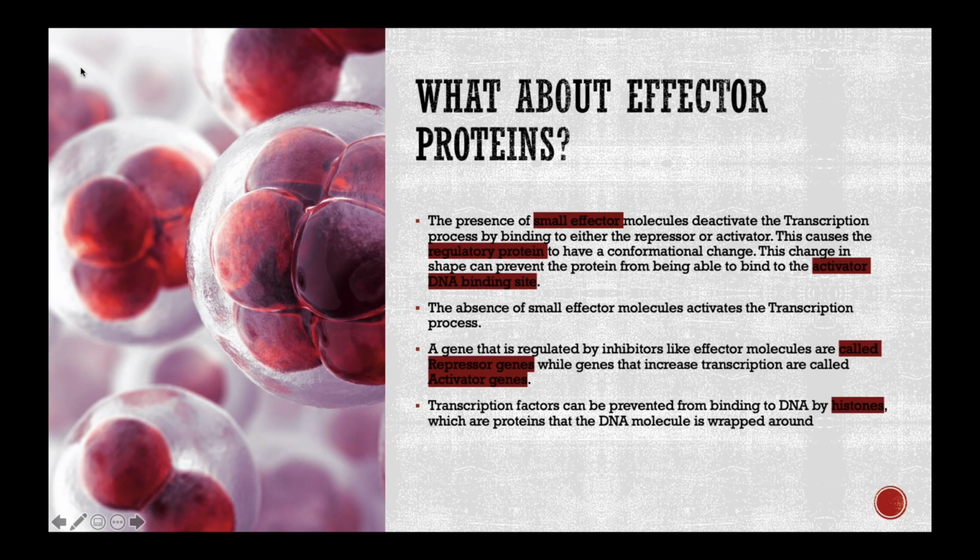A gene that is regulated by inhibitors like effector molecules is called a repressor gene, while genes that increase transcription are called activator genes. Transcription factors can be prevented from binding to DNA by histones, which are proteins that DNA molecules are wrapped around.